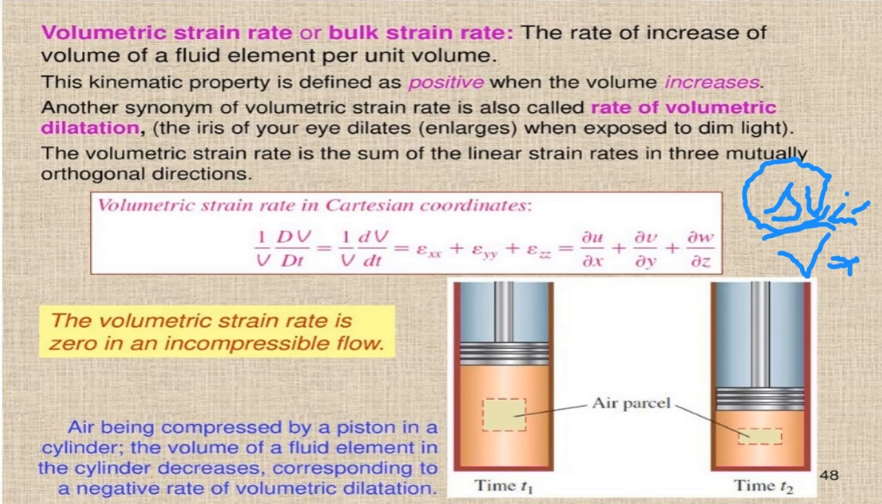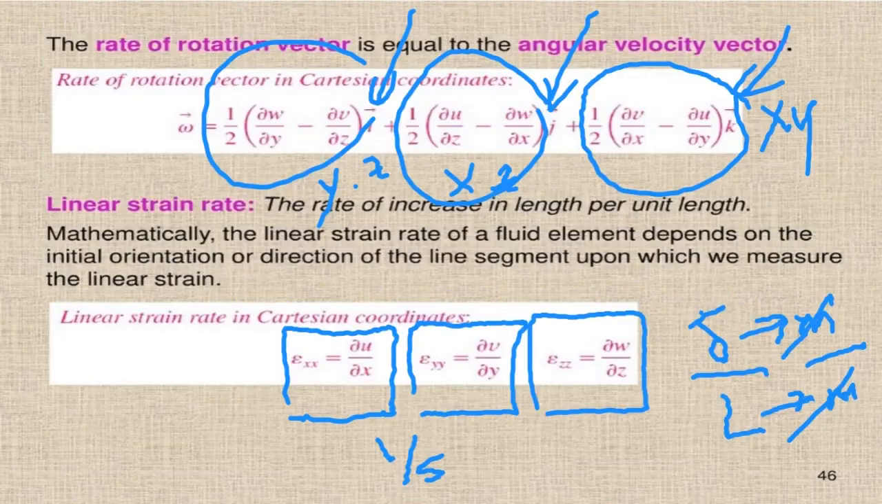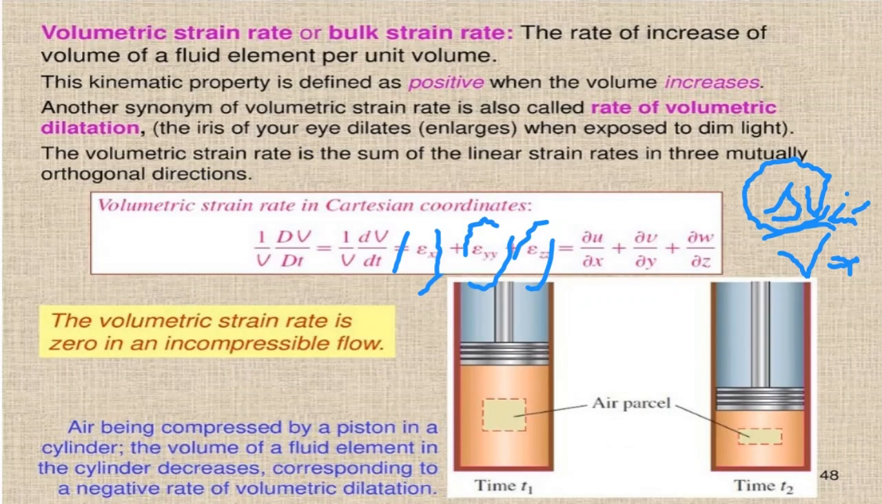It can be written as the summation of epsilon xx, epsilon yy, epsilon zz. And if you put everything in terms of the derivatives, du dx, dv dy, dw dz, you get the volumetric strain rate to be du dx plus dv dy plus dw dz.